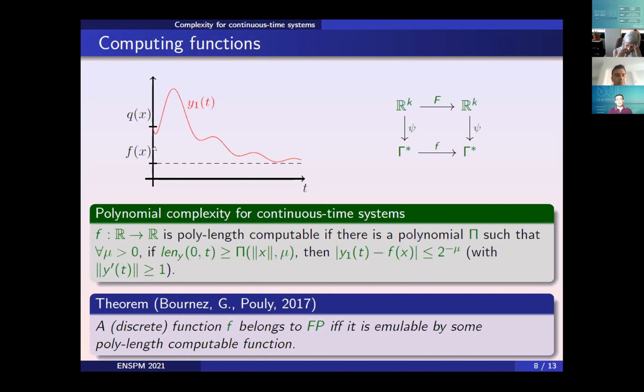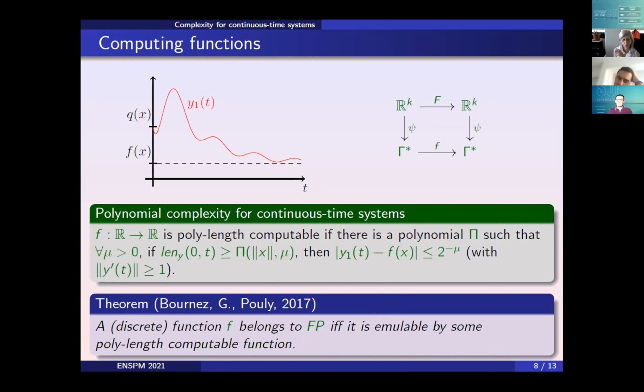If you want complexity, you want that you can reach f(x) with a certain accuracy that depends on mu in a length that is polynomial on mu and on the size of the input. And in this sense, we can characterize polylength computable functions over the reals. And by encoding words with real numbers, we can encode or emulate a function over words with a function over reals. This diagram commutes. So we were able to show that the function belongs to FP if it is emulable by some polylength computable function. And using this result, we were able to characterize P.